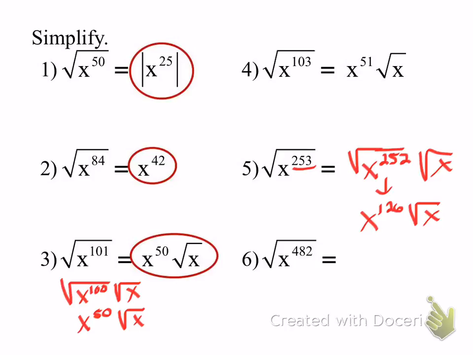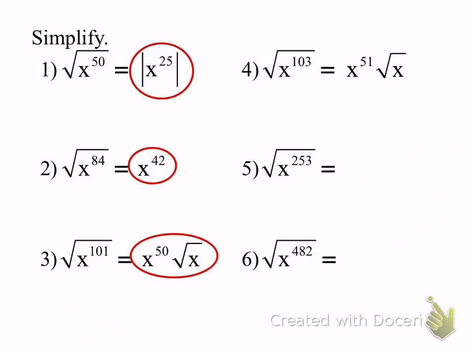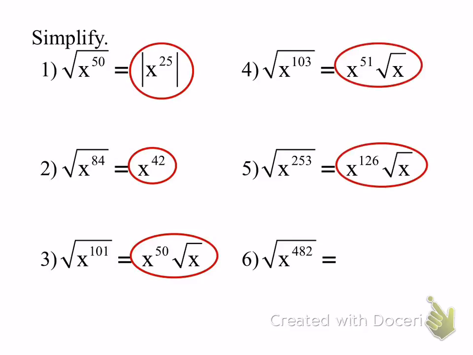Yep. Next one, Michael. This should be an easy one. No. Half. Oh yeah, 241. Yep. You guys get the idea? Absolute value of x. Absolute value because it was an odd result. You're right. I'm wrong. Okay?